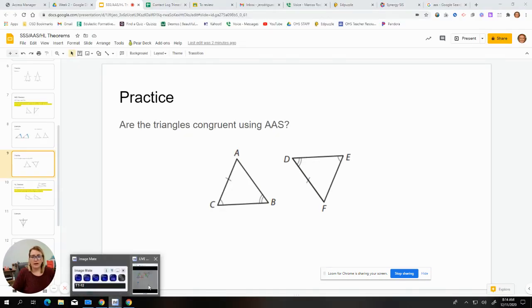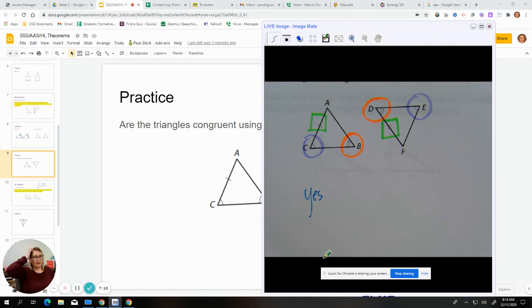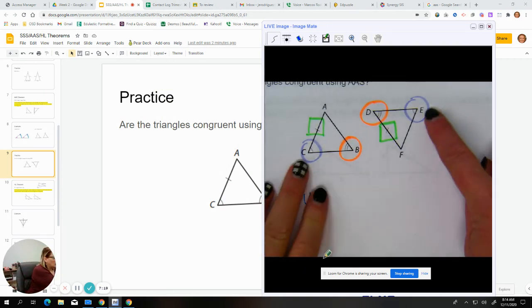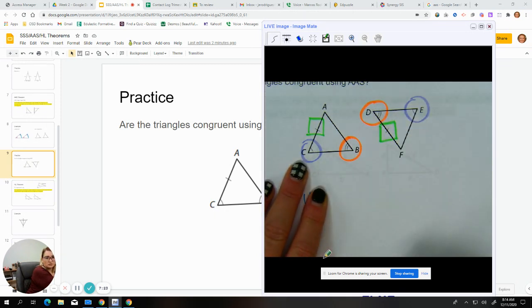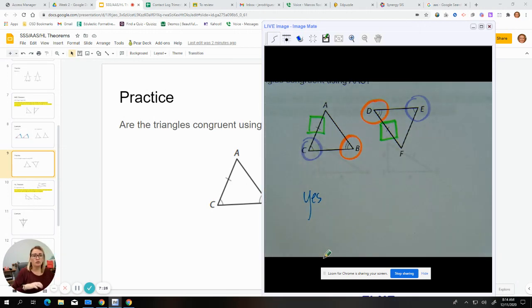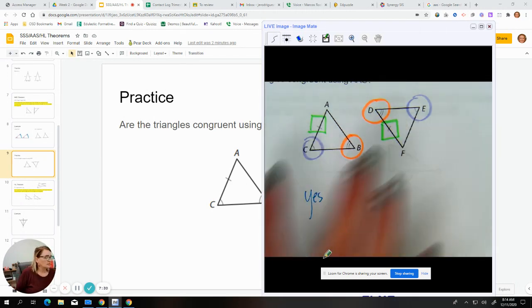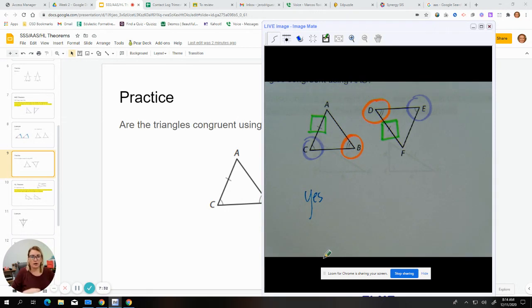Okay, so hopefully you guys said yes to this one, and I did just kind of a color coding. The two purple angles are the same, the two orange angles are the same, and our two green sides are the same. And notice that our side is not in between our angles, and so therefore, yes, it does work according to angle, angle, side.